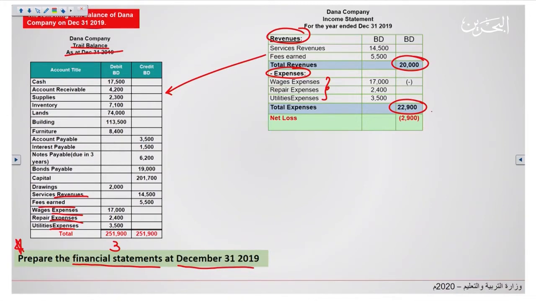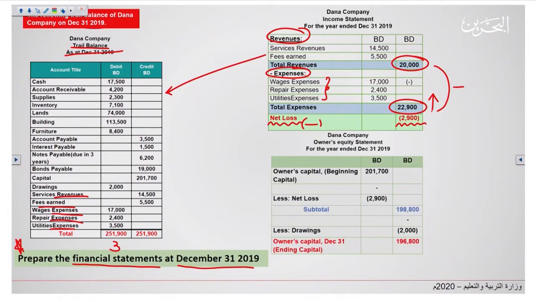As you can see, the total expenses is higher than the total of revenues, which means the company is facing a net loss, which means the company is losing money. That's why we calculate these two amounts by subtracting them to get the amount the company is losing, which is 2,900 BD. Moving on to the second statement, which is the owner's equity statement.